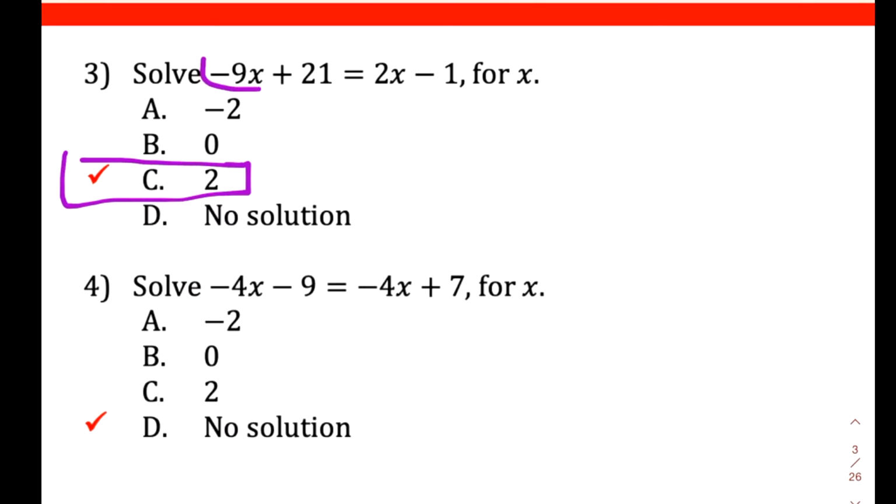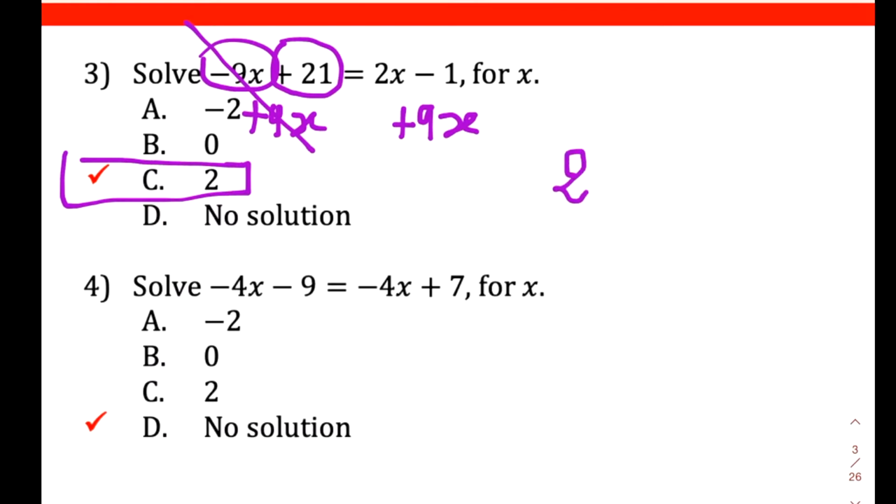Try to eliminate this negative 9x by adding plus 9x to each side. I know most of you know how to do this by now, but just to refresh your memory. Negative 9x and plus 9x cancel, and you get only 21 on the first side. So you get 21 equals, and then you add 2x and 9x. 2x plus 9x equals 11x.